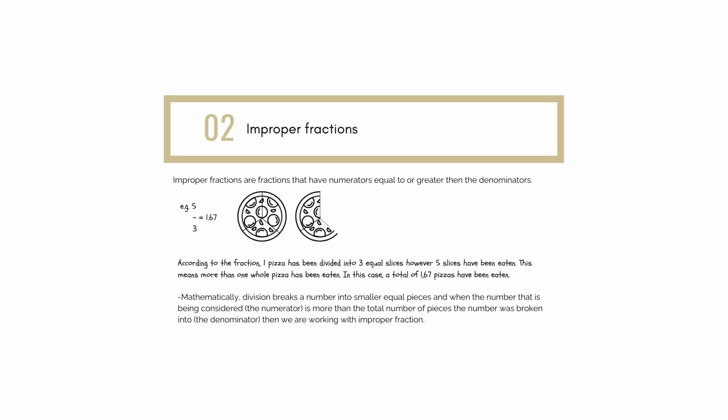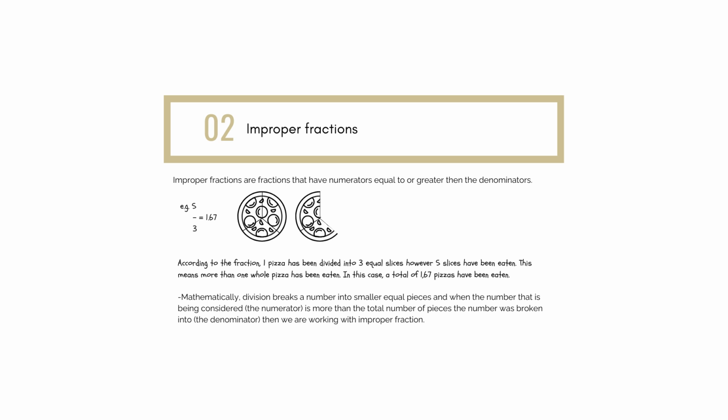So that means we're actually dealing with 2 pizzas. Both of them have been divided into 3 equal parts because the denominator tells us the number of parts a whole has been broken into. Therefore, both of the pizzas were divided into 3 slices. We ate all 3 slices of the first pizza. That then leaves us with 2 slices. 2 slices of the second pizza that was also out of 3.